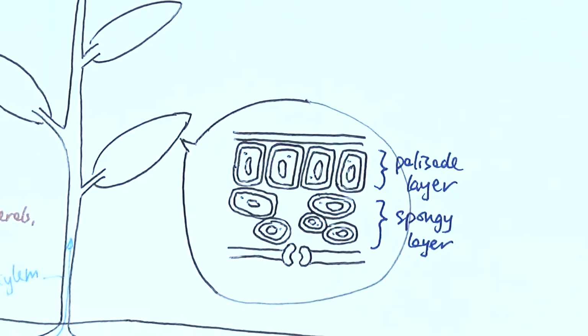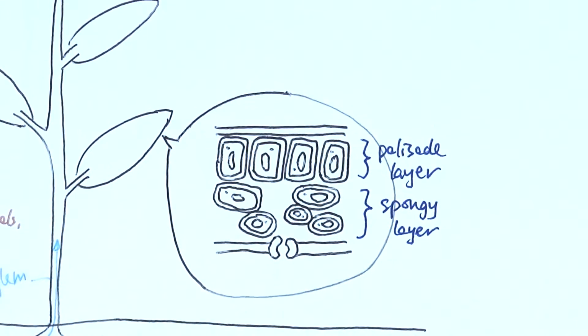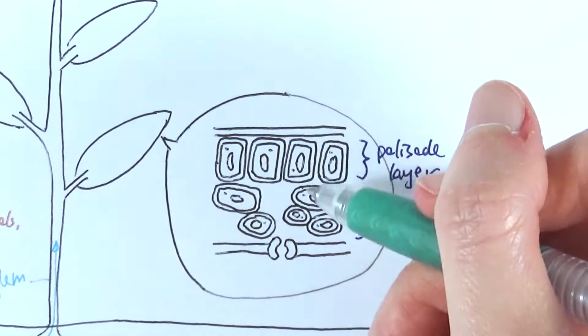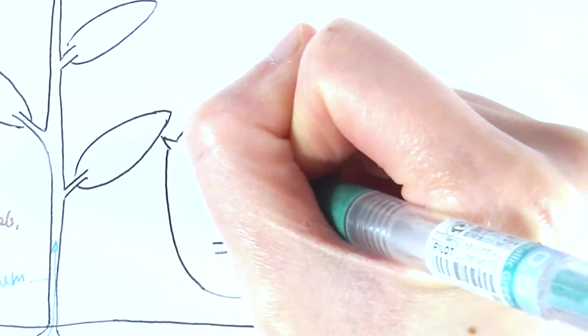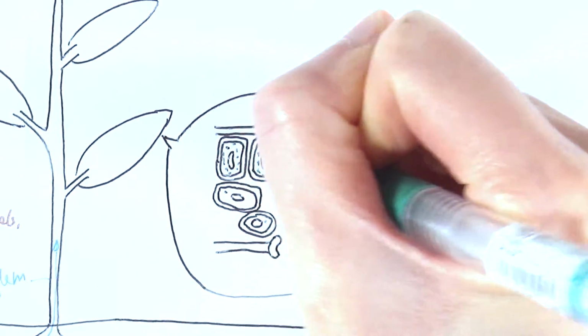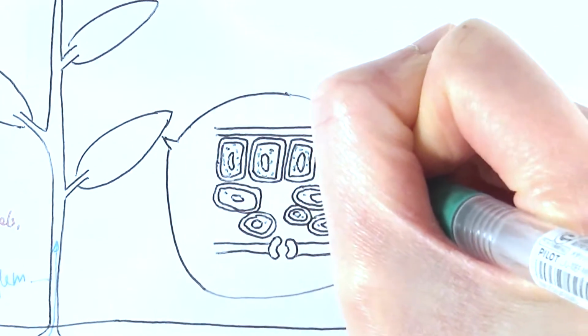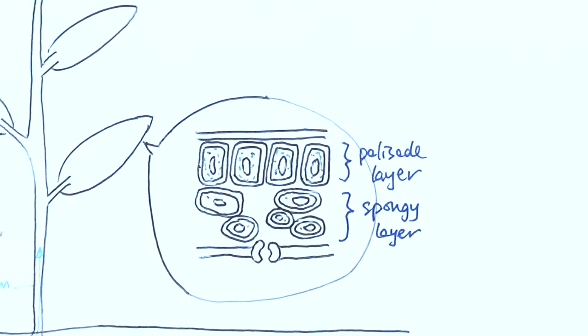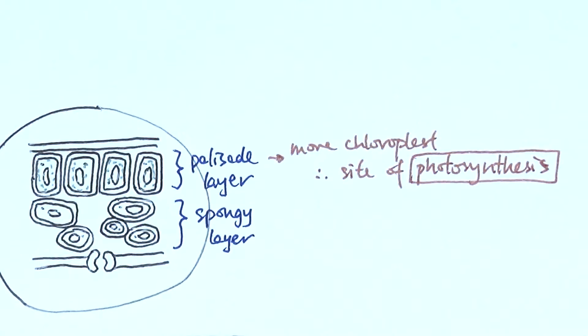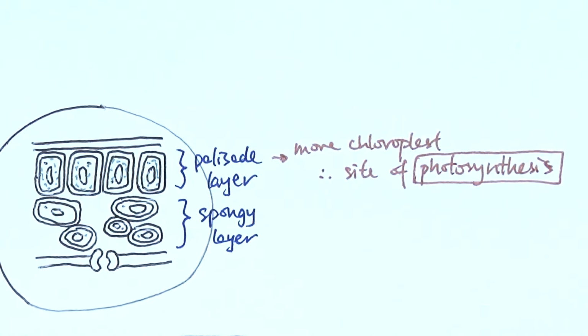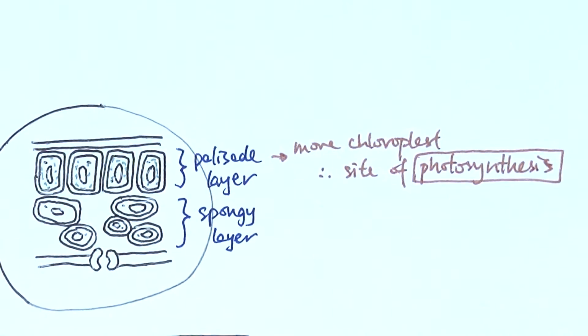So first of all, the palisade layer. The palisade layer is made up of the palisade mesophyll cells, and they are quite regular in terms of shape. They line up near the top of the surface of the leaf. One key thing is that they have lots and lots of chloroplasts and lots of chlorophyll inside, and as a result, that's why we say the palisade layer is the site for photosynthesis. This is where photosynthesis actually takes place. We'll come back to photosynthesis in a bit.